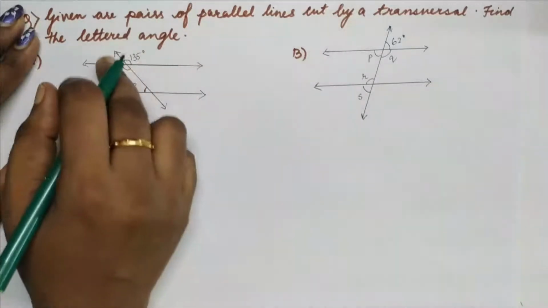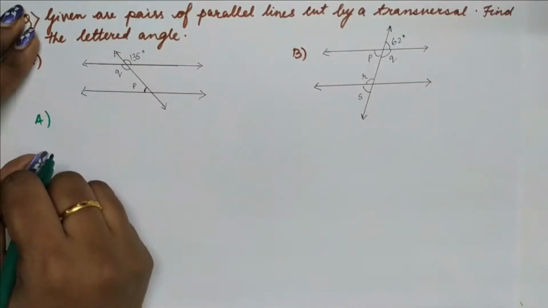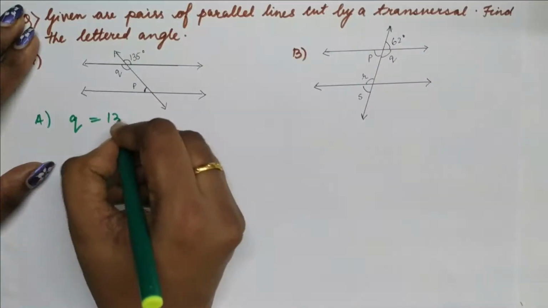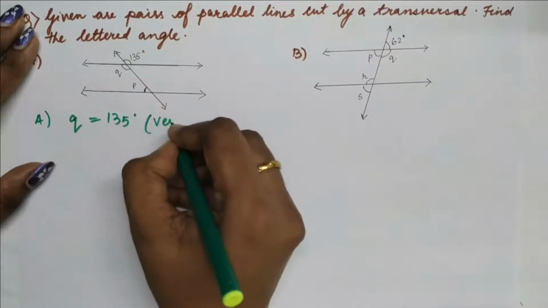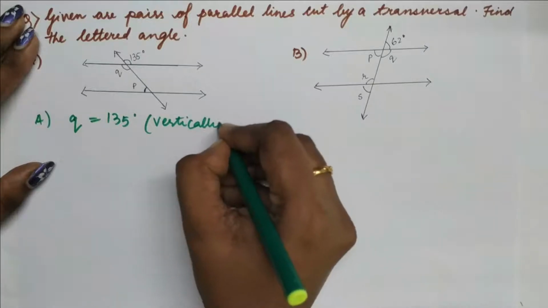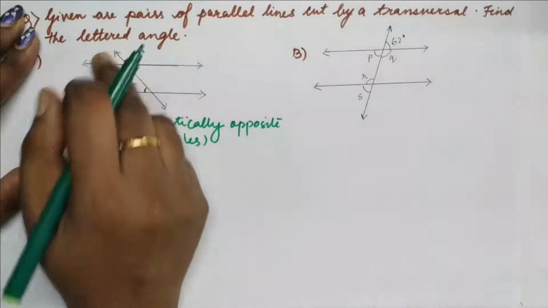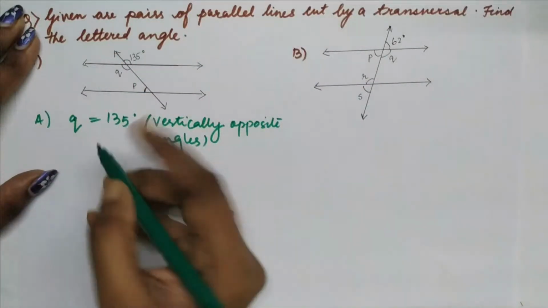When two lines cross over, the opposite angles formed are the vertically opposite angles. So I can easily write Q is equal to 135 degrees because they are vertically opposite angles, because you can see that two lines are crossing here, and so I get the value of Q directly.